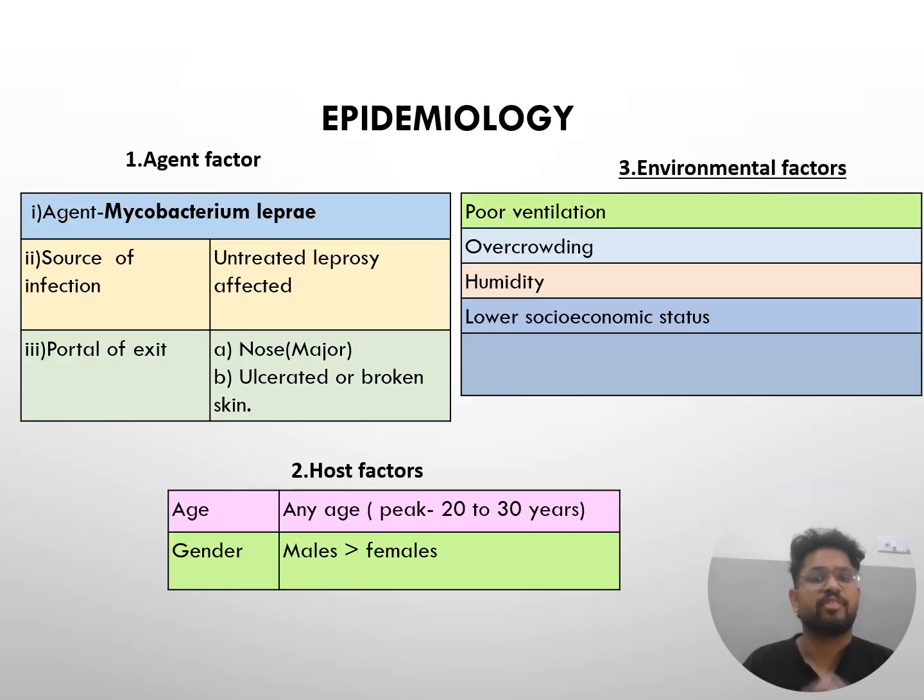Epidemiology: when we speak of it, we basically know the epidemiological triad for infectious diseases, which is agent, host, and environmental factors. The agent is Mycobacterium leprae. The source of infection is untreated leprosy patients. The portal of exit is majorly from the nose, and from ulcers or broken skin. Environmental factors are poor ventilation, overcrowding, humidity, and lower socioeconomic status. Host factors: any age, but the peak is between 20 to 30 years. In gender, males are more likely to get the infection.